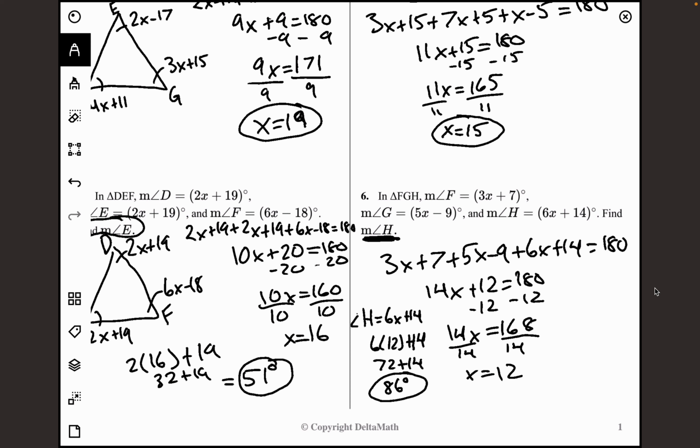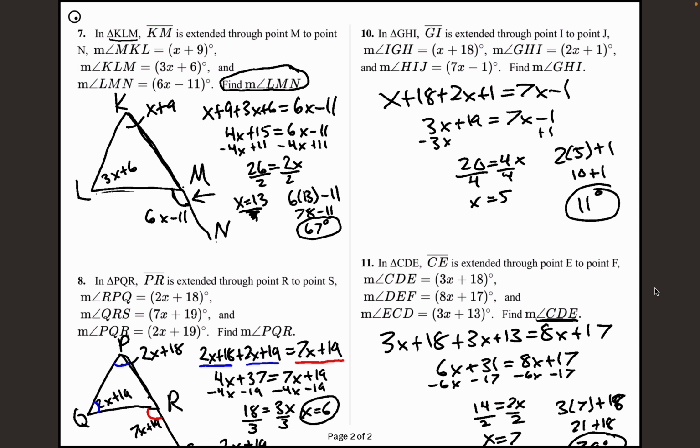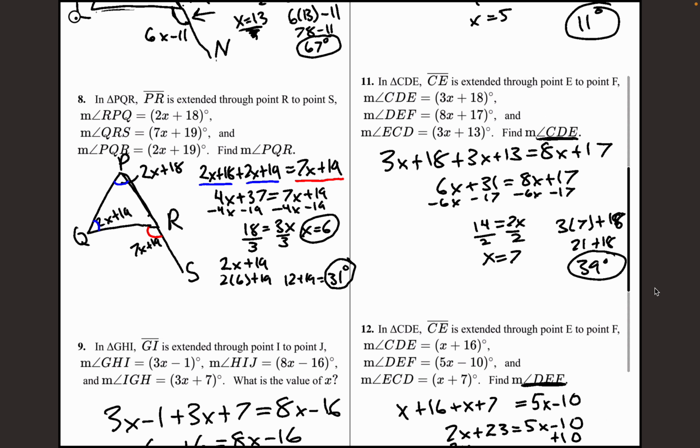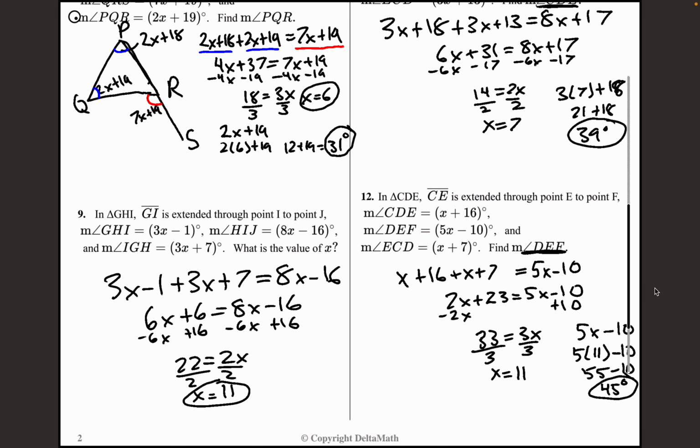All right, let's look at these answers. Here we go. I'll leave this on the board in a second, okay? But it's not going to be as close. This is what you should have got for 10. You should get 11 degrees. There's the work. I just didn't draw the triangles. Number 11, you should get 39 degrees. And here's what you should have got for 9 and 12. You should have got x is 11. Angle DEF is 45. Do we have any questions?